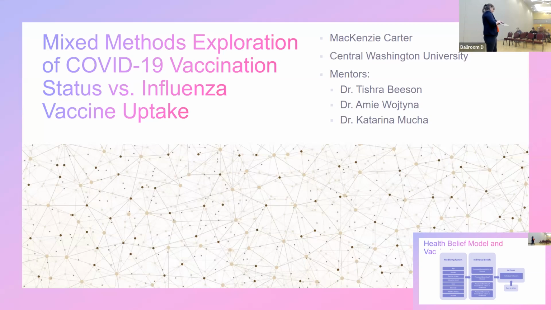Modifying factors are individual characteristics such as ethnicity, education level, and income that then impact your individual beliefs. So in the case of COVID-19 or influenza, it's looking at your perceived susceptibility or severity of contracting the disease, and perceived benefits or barriers to preventative action, which in this case is vaccination. All of those factors then lead into the individual behavior, which is whether or not to receive a vaccination.